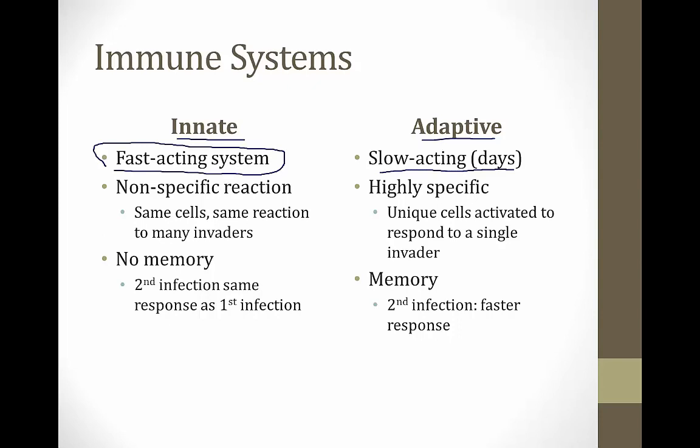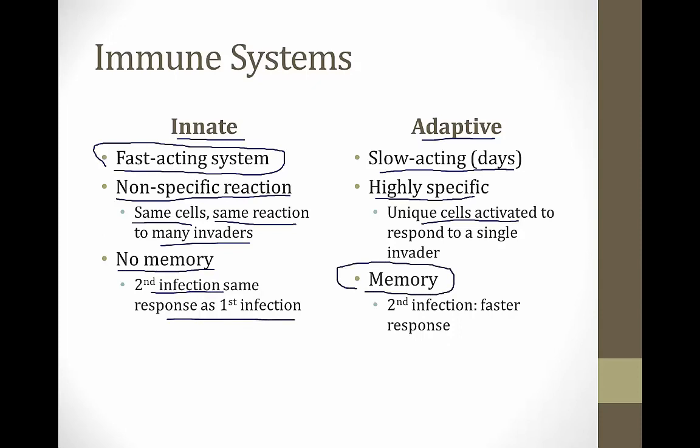The innate immune system is a non-specific reaction. The same cells respond in the same way to many different invaders. The adaptive immune system is a highly specific response. As we will see in other modules, B and T cells proliferate in response to unique antigens on unique cells to try and repel and kill that invader. And then finally, the innate immune system has no memory, so a second infection elicits the same response as the first infection. The adaptive immune system has that important feature called memory, where the second infection elicits a faster and more robust response than the first.